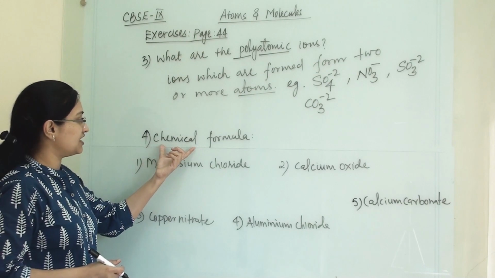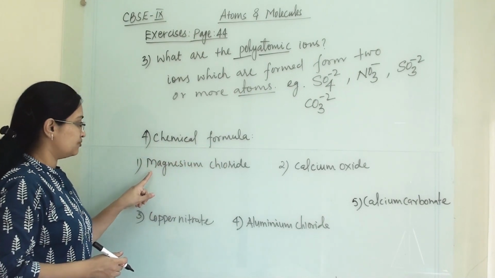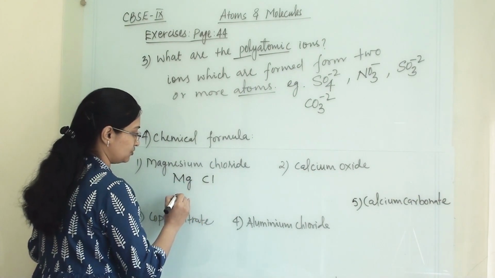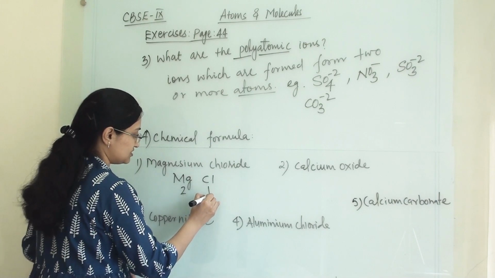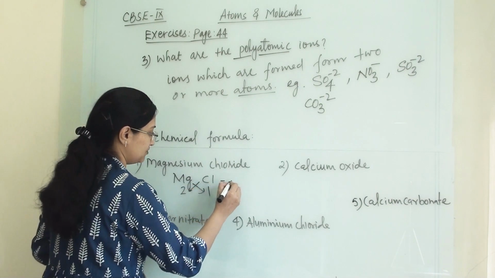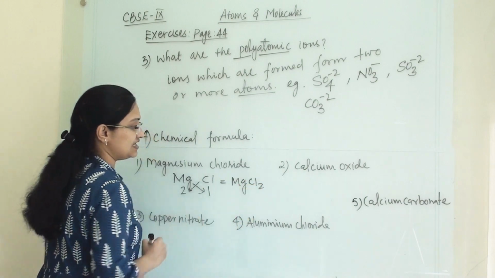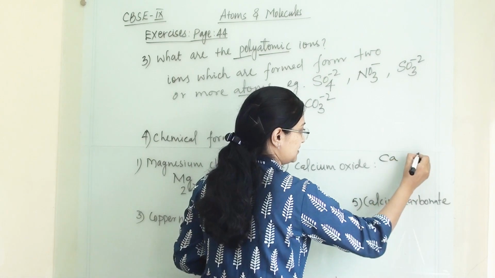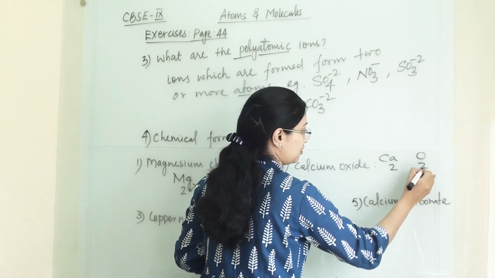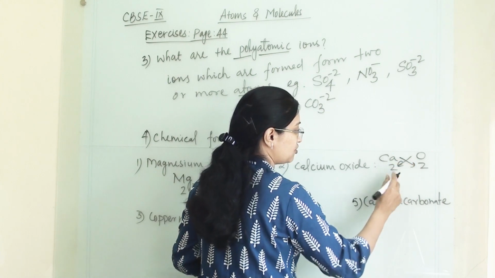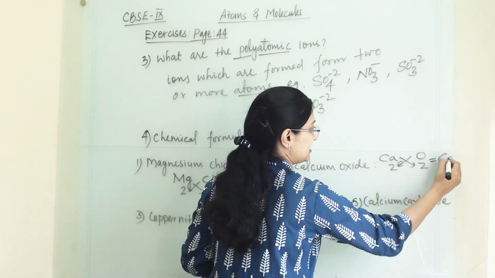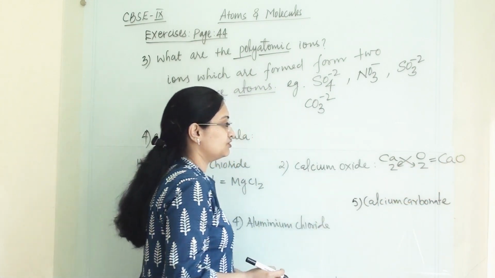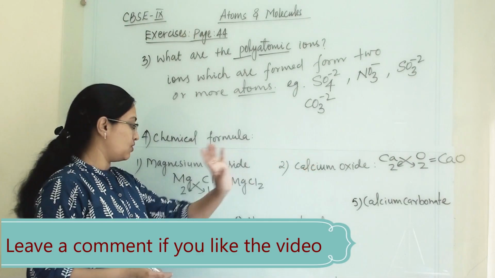Now in the fourth question we have to write chemical formulas. So magnesium chloride: this is magnesium and this is chlorine. This is 2 and this is 1. So via crisscross we will get MgCl2. Then calcium oxide. Calcium is 2, oxygen is also 2. So via crisscross both are the same, so we will write CaO. If both valencies are the same, we do not mention them. So the molecular formula is CaO for calcium oxide.